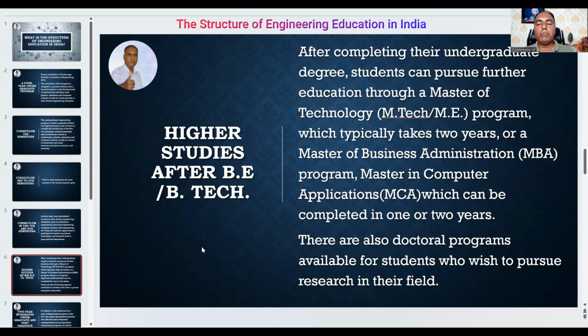In higher studies, after completing the undergraduate program of BE or B.Tech, students can pursue further education through a master's program, Master of Technology, that is M.Tech, or Master of Engineering, ME, which typically takes 2 years. Or some people also go for MBA, Master of Business Administration, and also Master of Computer Applications, which can be completed in 1 or 2 years. There are also doctoral programs available for students who wish to pursue research in their field. That is, master's programs are available as higher studies after BE and B.Tech.